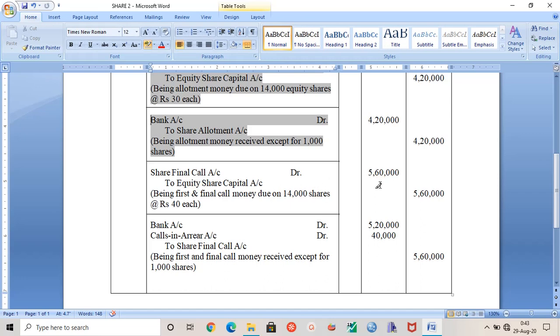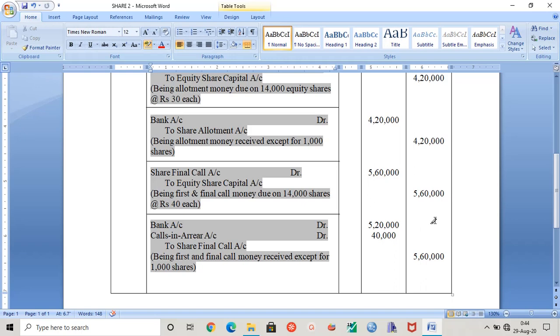After that, we have to pass the entry for the share final call. On the final call, the amount to be paid is rupees 40,000. So share final call account debit to equity share capital account, it will be 5,60,000. This is the entry to show that the final call money is due on 14,000 shares. When we receive the money, the entry will be bank account debit, calls in arrear account debit to share final call account.